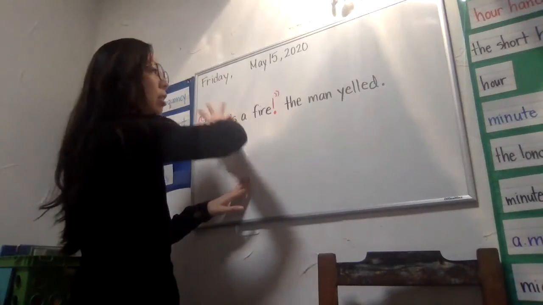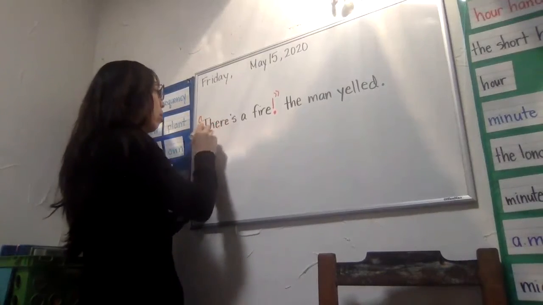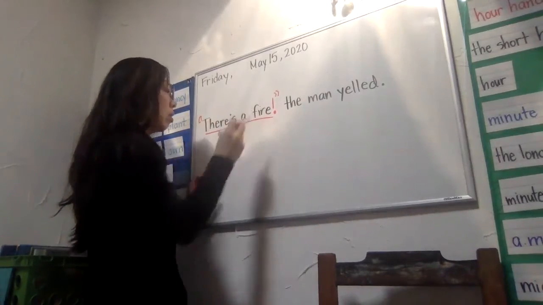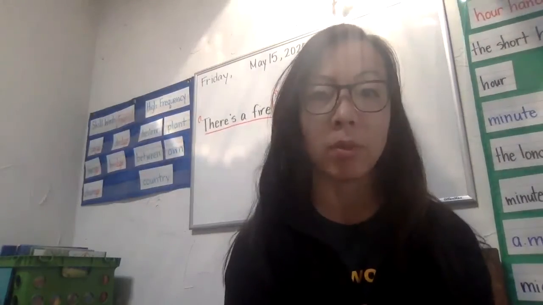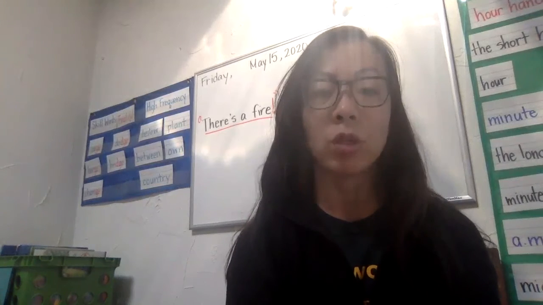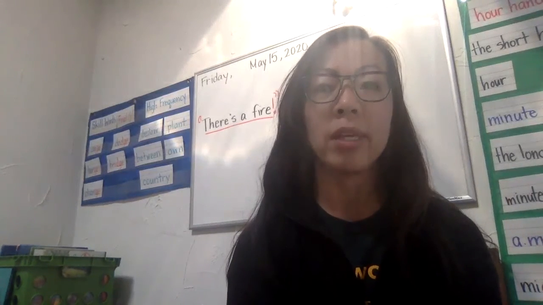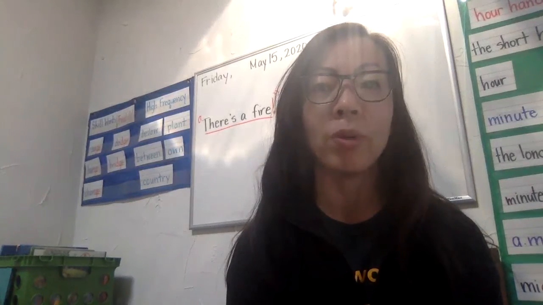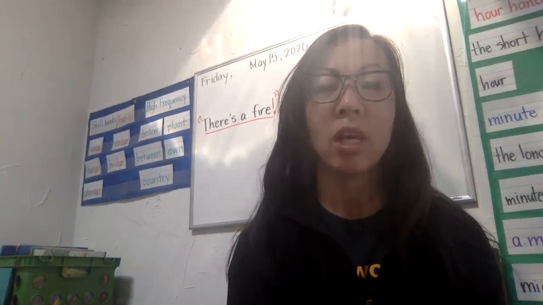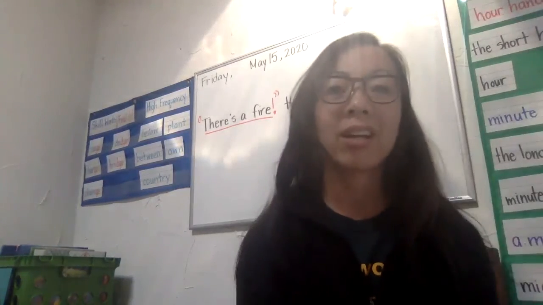The man yelled is outside of the quotation marks because it's not the words that are being said. Remember that just the words that are being said have the quotation marks around them, and we have to use some kind of punctuation to show how it's being said. If it's a question mark, we're going to put a question mark inside the quotation marks. If it's being yelled and it's an exclamation, we'll put an exclamation point inside the quotation marks. If it's just being said, we already have a period at the end, so we'll put a comma inside the quotation marks.